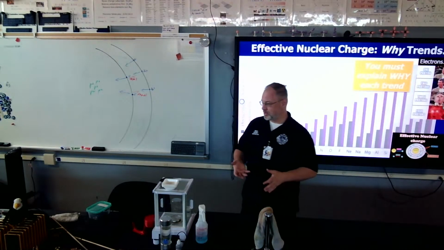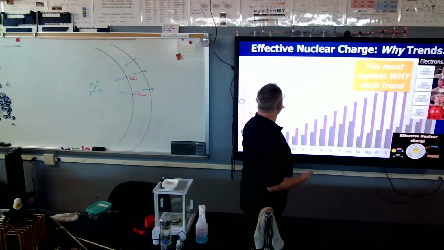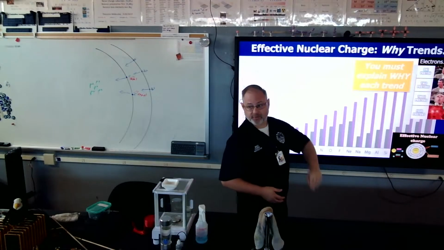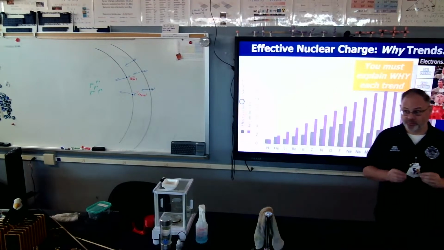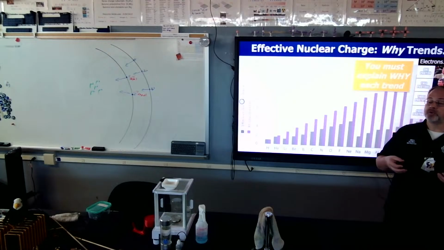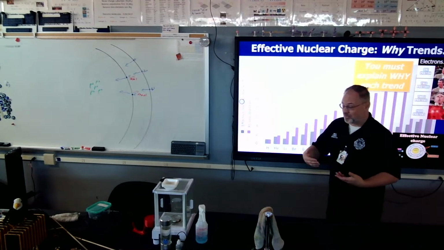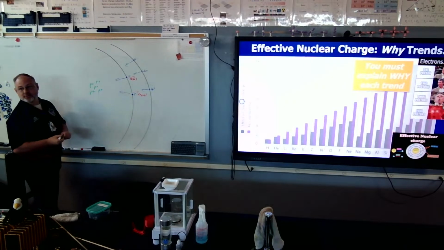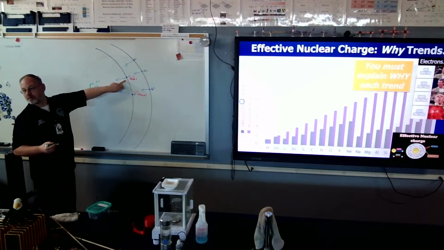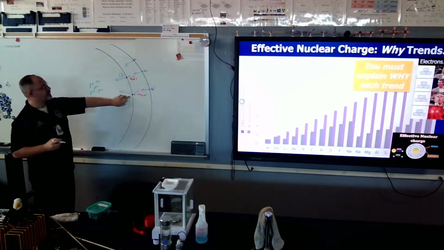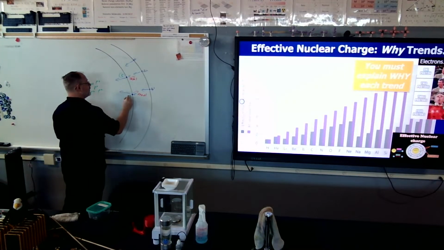So we say the attraction is based on the effective nuclear charge. Effective nuclear charge works like this. It's the number of protons that each electron is attracted to effectively. So this electron and this electron, how many protons are they attracted to? This one's attracted to how many protons? 5. This one's attracted to 5 protons. How many protons is this one attracted to? 5.